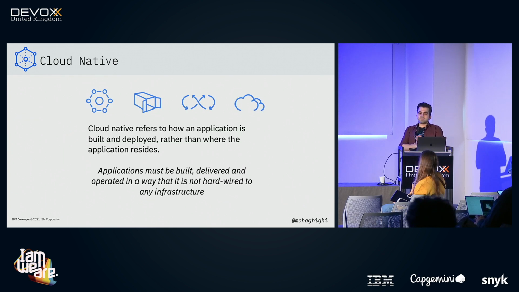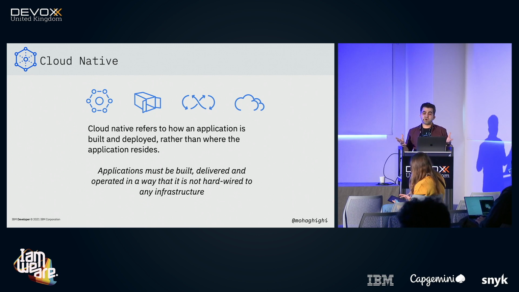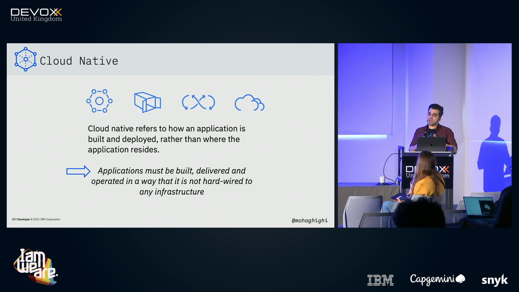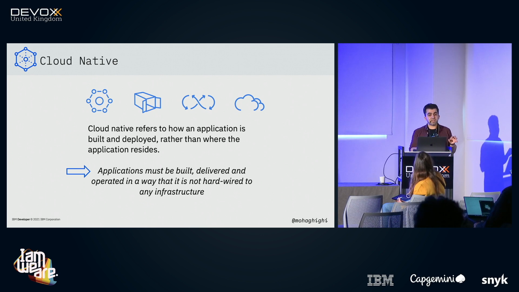Now, this is the part where we're going to start talking about hybrid and multi-cloud. I want to ask you a question. How can we design an application that can be updated continually without downtime, where different teams can own and evolve different services, and our applications can be migrated from one cloud platform to another seamlessly? The answer to that is cloud native. Cloud native refers to how an application is built and deployed rather than where the application resides. It defines that the application must be built, delivered, and operated in a way that it is not hardwired to any infrastructure. That's the important part.